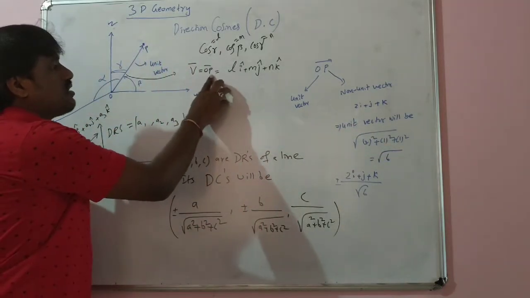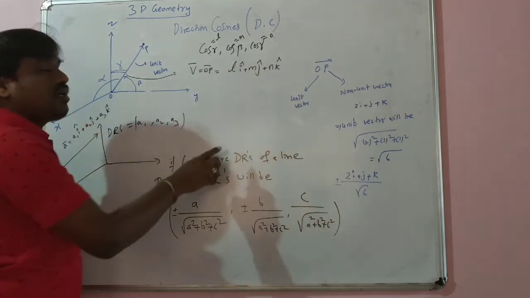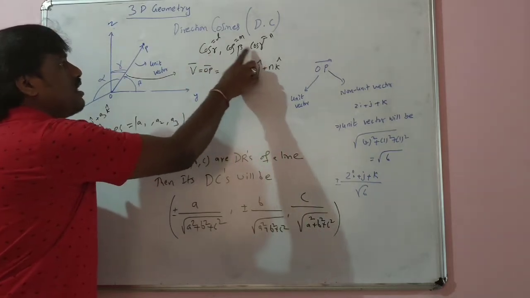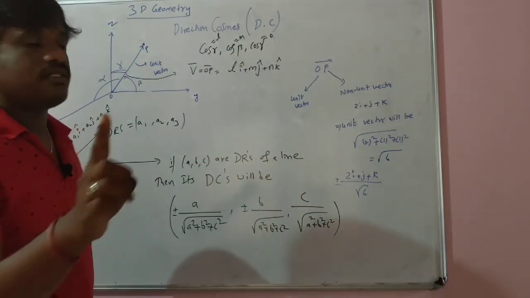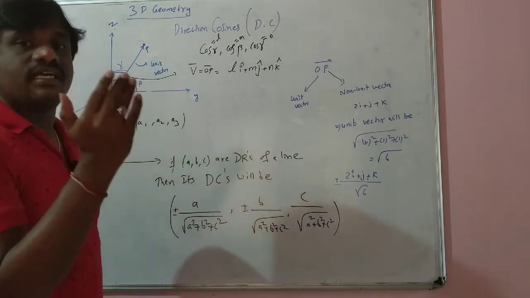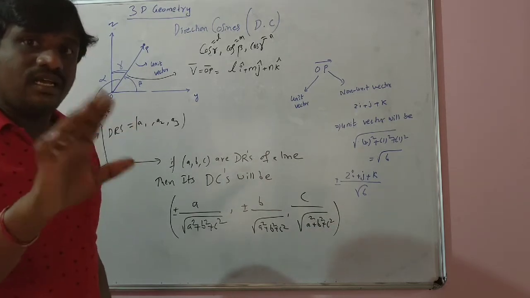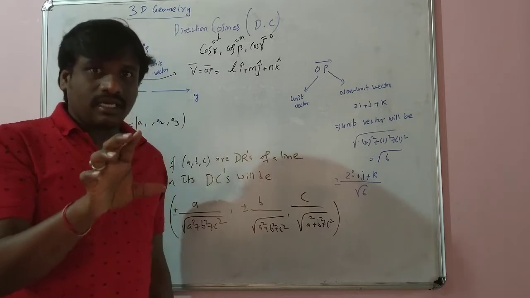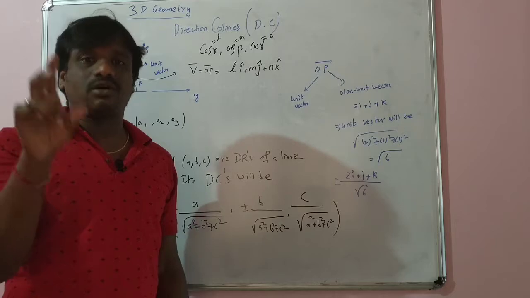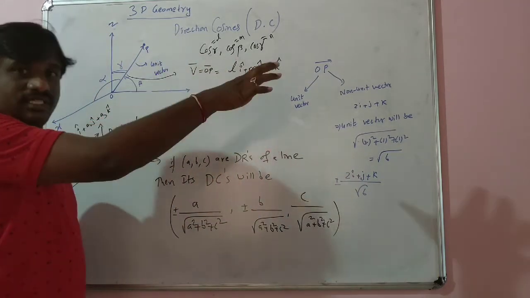So the OP vector is equal to Li plus Mj plus Nk, where L, M, N are called direction cosines. Cos alpha, cos beta, cos gamma are called direction cosines. A vector line which makes angles with the x-axis, y-axis, z-axis, the angles are not the direction cosines. The angles they make are alpha, beta, gamma, but the cosines of those angles are the direction cosines. We learned all this yesterday.